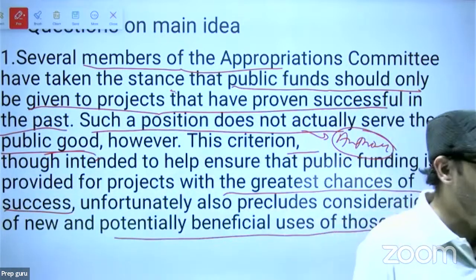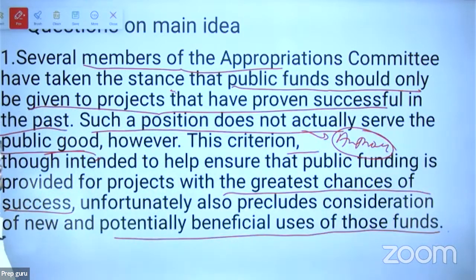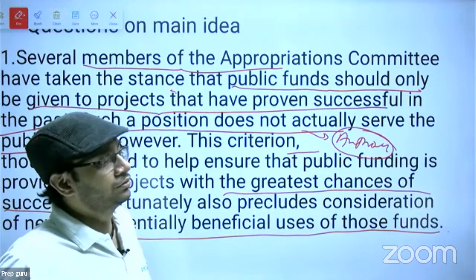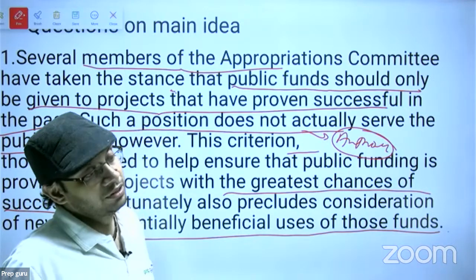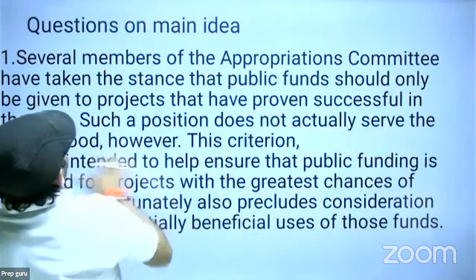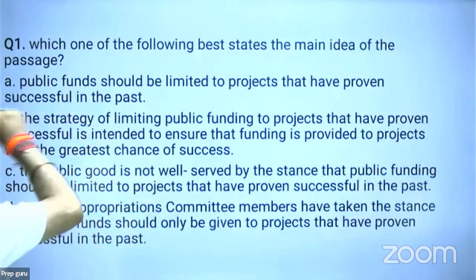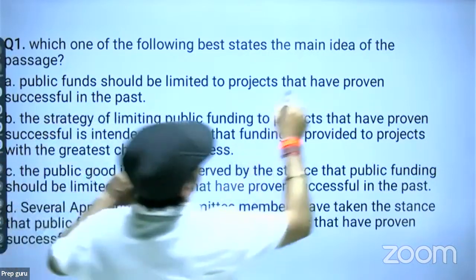Now, if I say the whole passage is talking about what? Two entities' views. One is the author and the other one is what? Members of the appropriation committee. The author does not agree with the members of the appropriation committee, with their decision, their stance. Why? Because this is a biased step, right? Now let's see the question and answers. Which of the following best states the main idea?